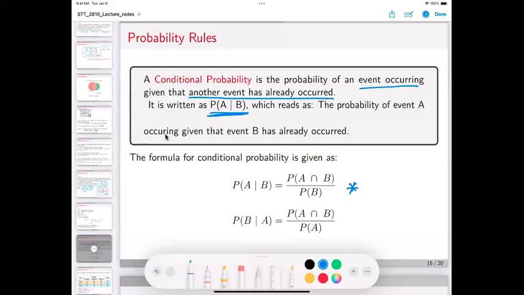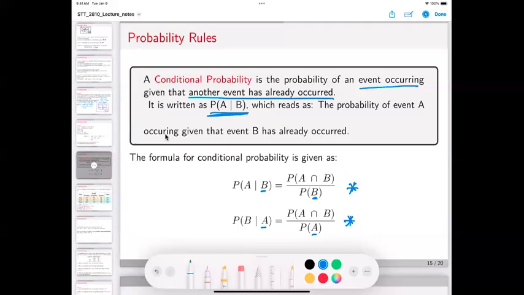Probability of A given that B has occurred is equal to probability of A and B divided by probability of B. Probability of B given that A has occurred is the same A and B, but we divide by A. So the only trick is that when here is what? B, we divide by B. When here is A, we divide by probability of A. So it's very important that you write this in your sheet. This is the conditional probability.